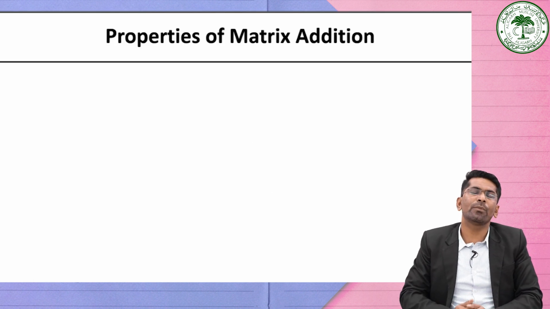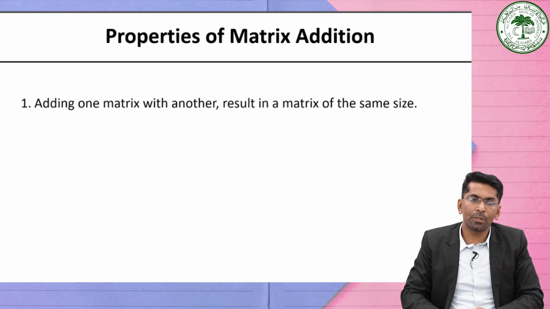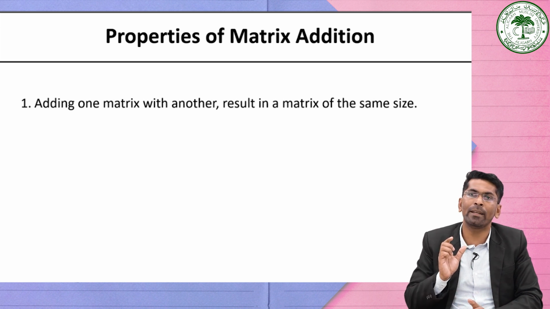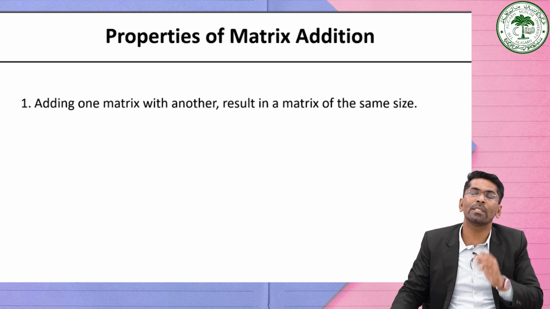Now we are going to discuss various properties of matrix addition. See, the operation of matrix addition has several properties that are crucial for understanding its behavior and how it interacts with other operations. See, the first one is adding one matrix with another of the same order, resulting in a matrix with the same size. That means if you are adding two matrices that have the same order, then the resulting matrix also has the same size.